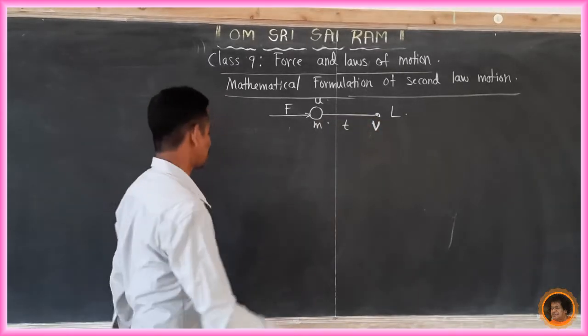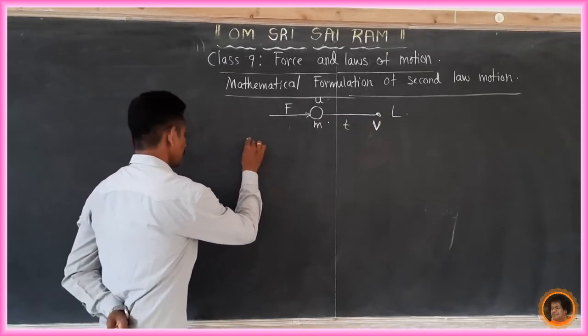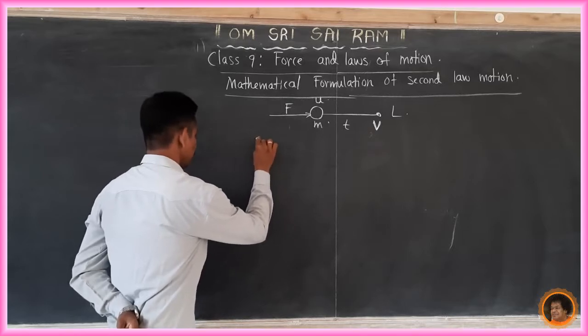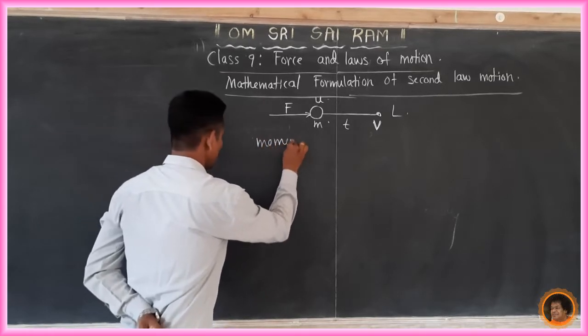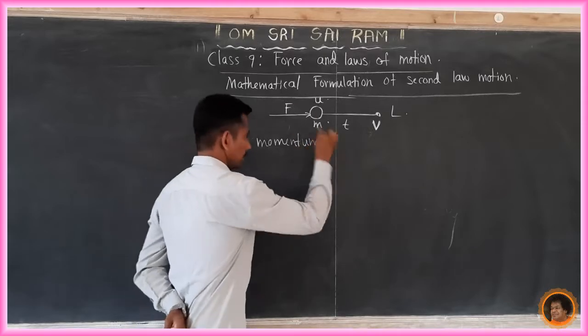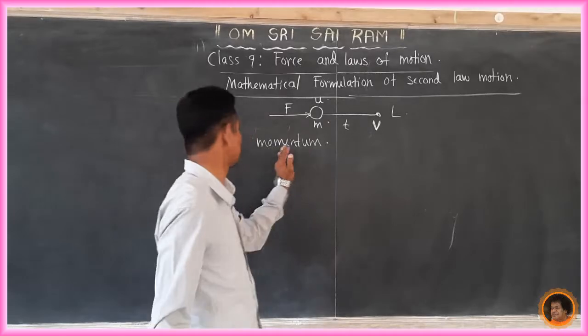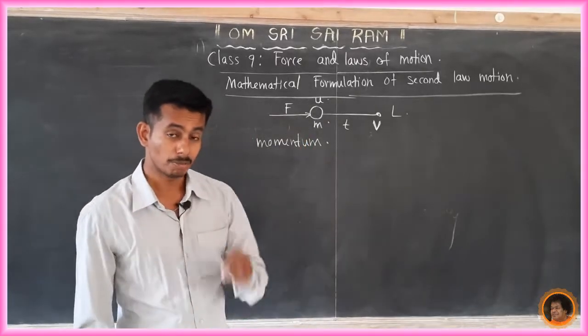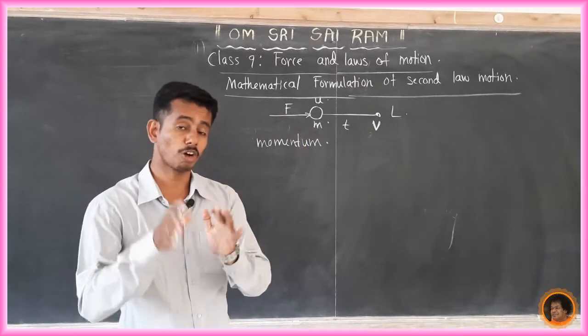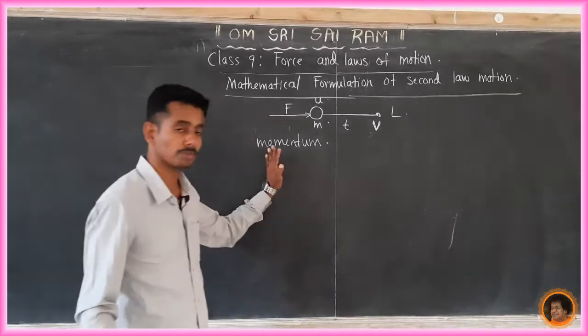From that we can write momentum. What do you mean by momentum? Now one word comes, that is momentum. Momentum means the product of mass and velocity is called momentum.